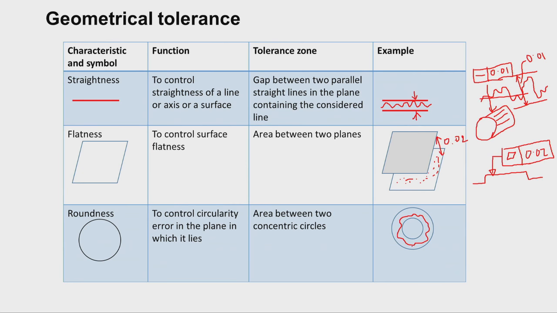All the low points and high points on that particular round part should lie within these two circles. So this value is mentioned, the amount of tolerance that is allowed, whether it is 0.01 or 0.02 like that. And we specify the roundness like this. We use that symbol and then we give the value. So this is how we specify the roundness.